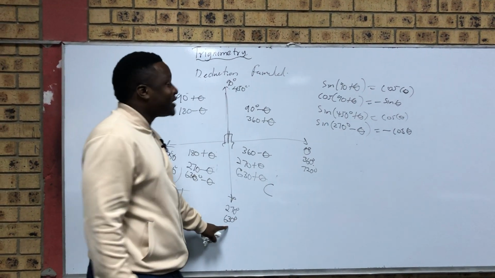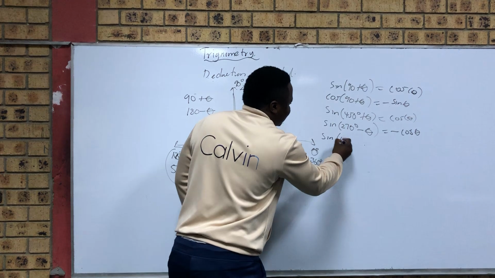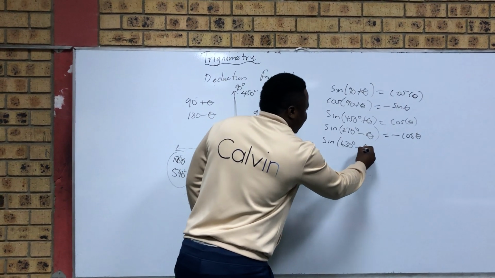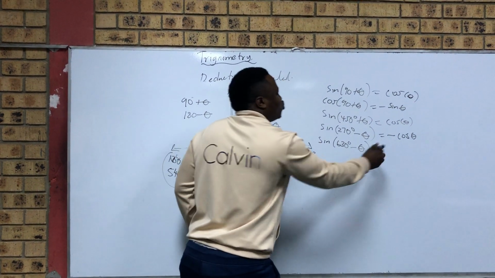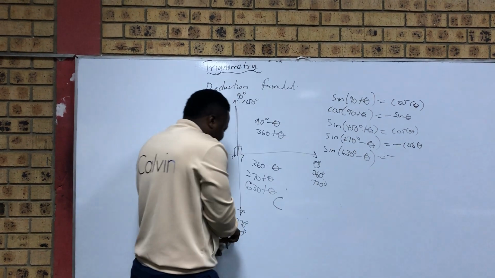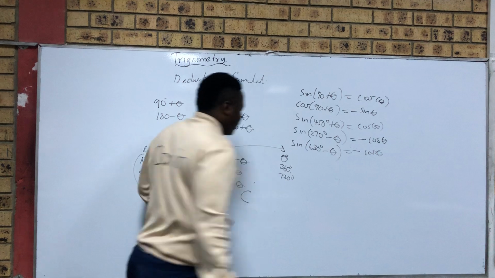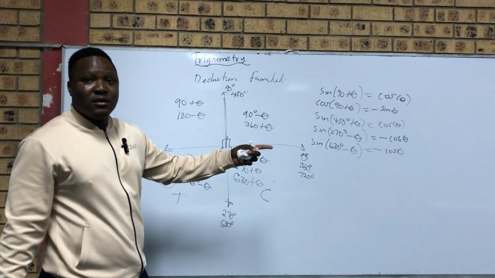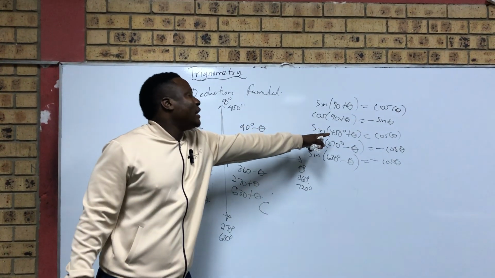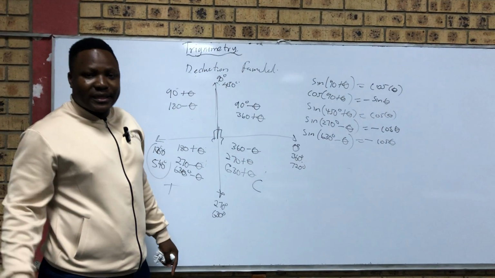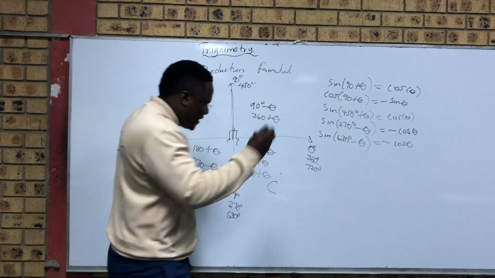The very same thing with 630 degrees minus theta. This one is going to change to negative because it's found in the third quadrant. It's going to be negative cos of theta. You see, these two work the same, the very same thing with sine 90 and 450. They all work the same. So now let's check.